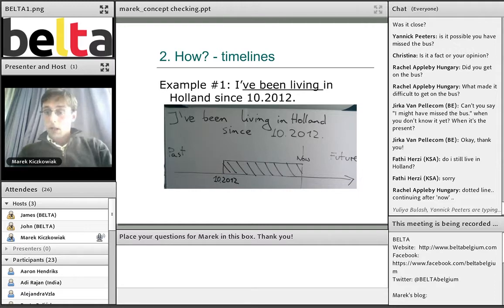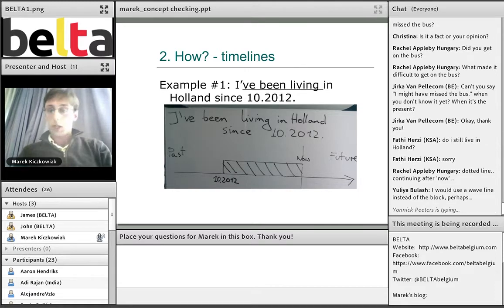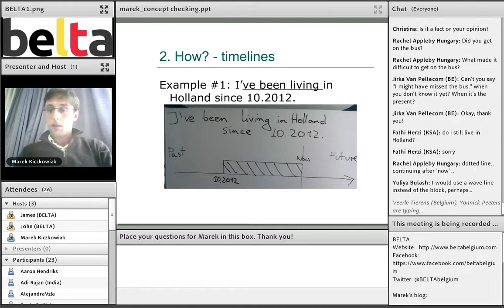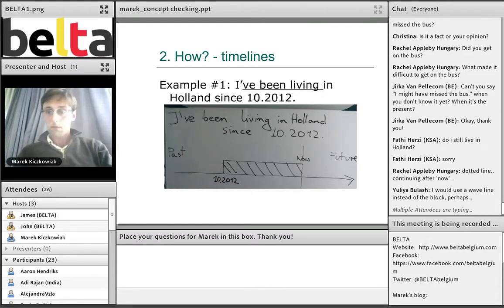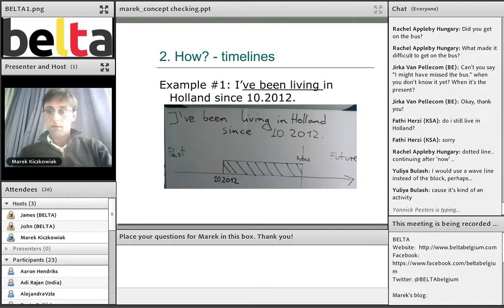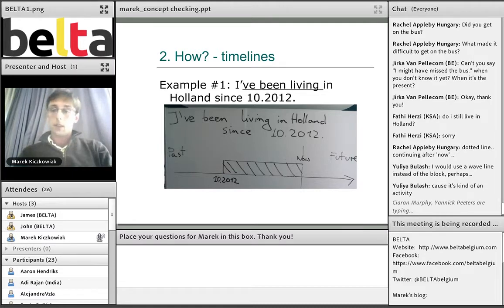Dotted line. Okay, continuing after now. Good idea. You would use a wave, Julia? Why would you use a wave? An activity? Yeah. And it's a continuous activity that's very often suggested in books that we can use a wave, for example, for a continuous activity.